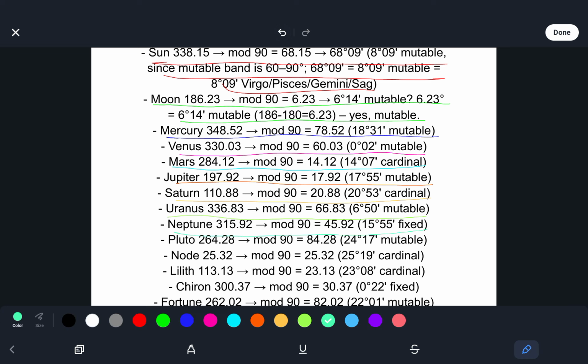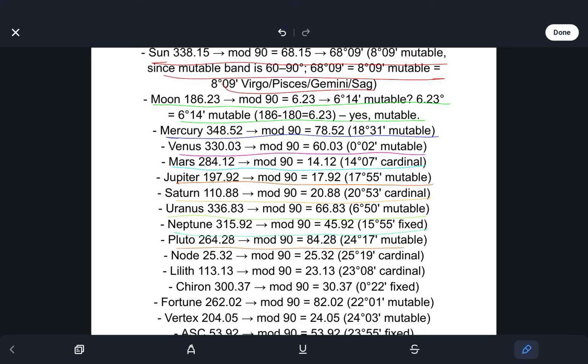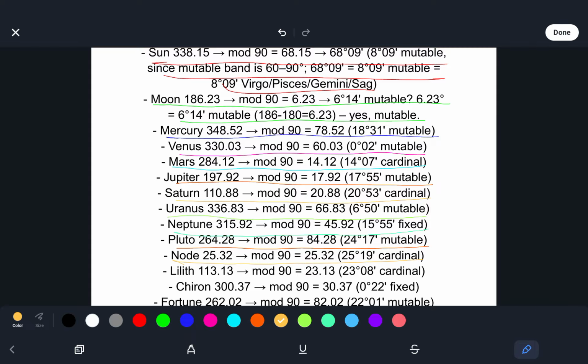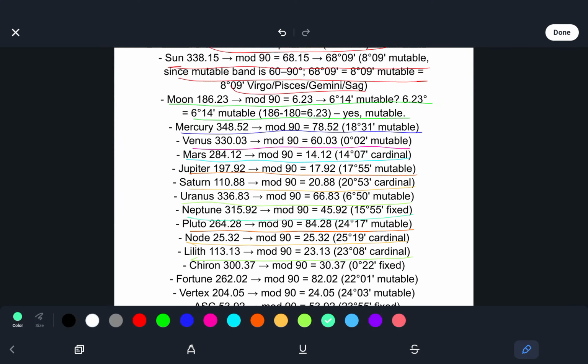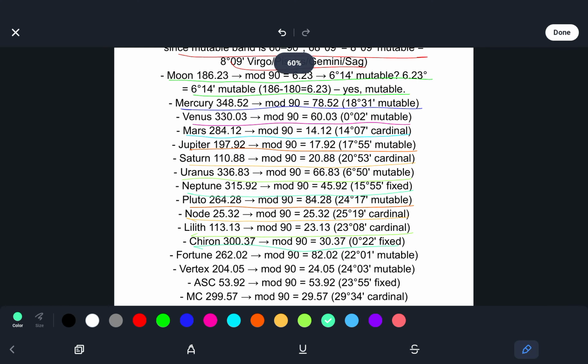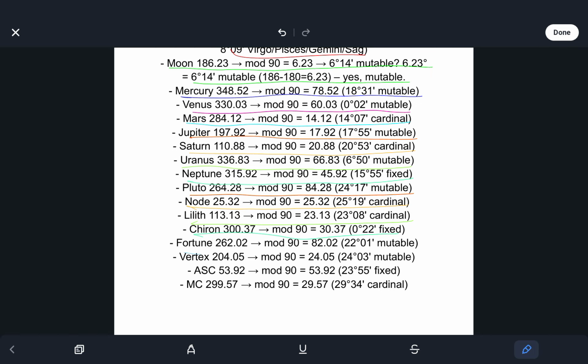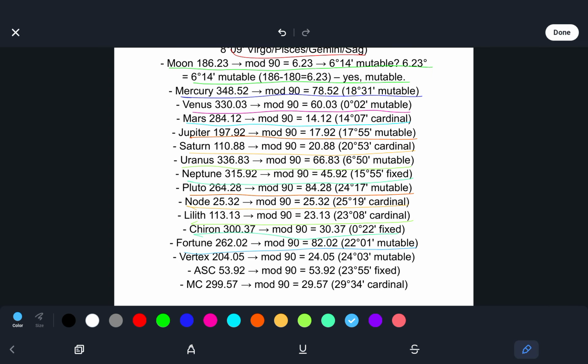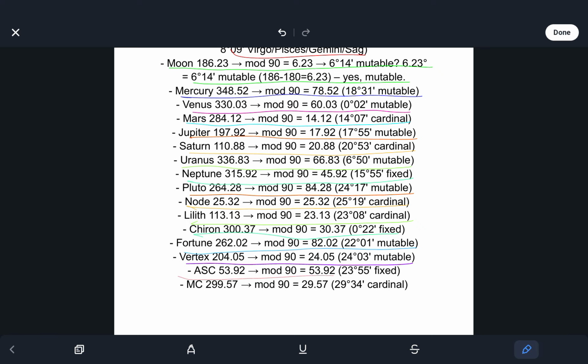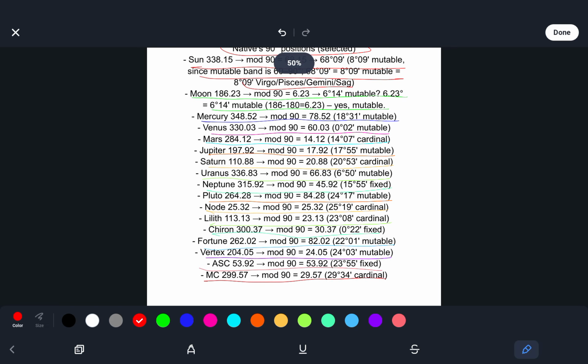While Pluto is mutable, Rahu is cardinal. Lilith is cardinal. Chiron is fixed. Fortune is mutable. Vertex is mutable. The ascendant is fixed. And the midheaven is cardinal.